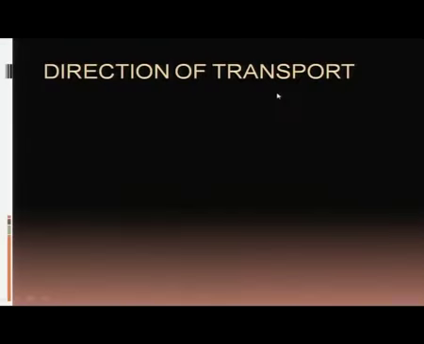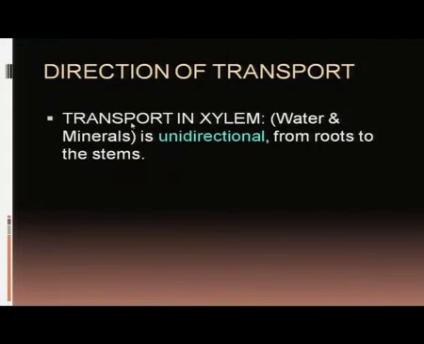Let us talk about the direction of transport, where the transportation is taking place in the plant body, whether it is from roots to leaves, leaves to stems or other organs. Let us study them one by one. First of all, let us take the example of xylem transport, where water and minerals are being transported. Obviously, since the water is to be absorbed from the soil, the transport in xylem will always be unidirectional, from roots to the stems. Water will be absorbed from the roots and taken to different parts of the body. So, xylem transport will always be unidirectional.